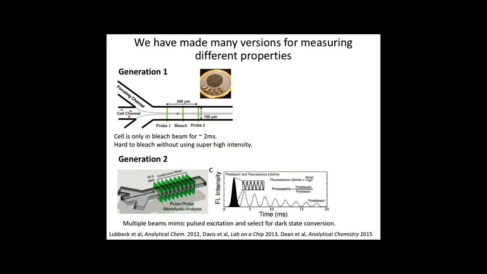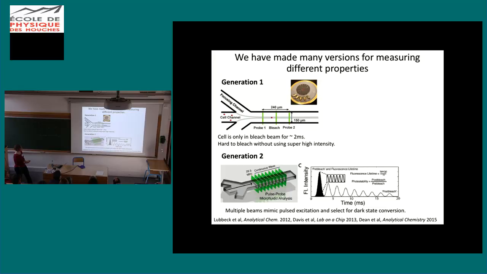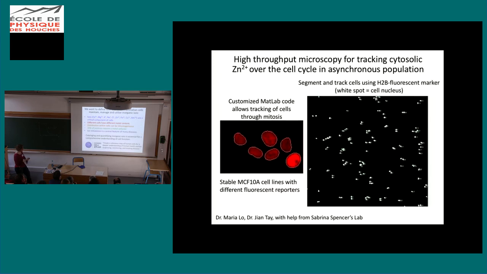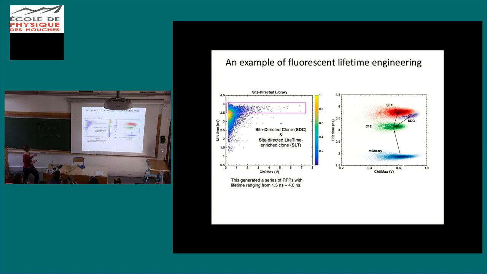So we then switched to a model where we have the cells go through many beams to simulate pulsed excitation. And indeed, this geometry allows us to identify and select for dark state conversion, if that's something we want. When we implemented this, we actually took this first beam and we used a modulated, I did it again, sorry.